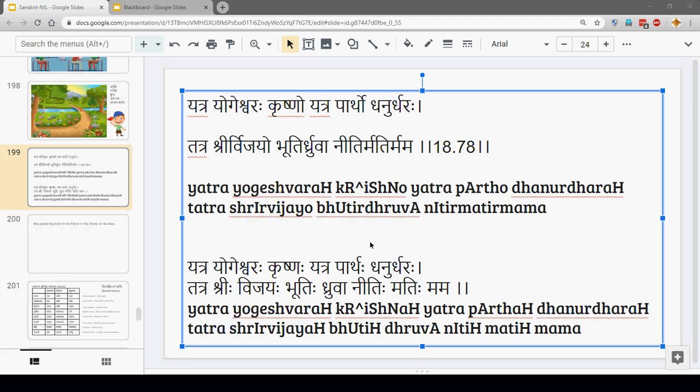Good. So sometimes it is confusing, right? This ya and tha, because they look the same. This is ya and this is tha. So tha has a loop there, at the beginning.